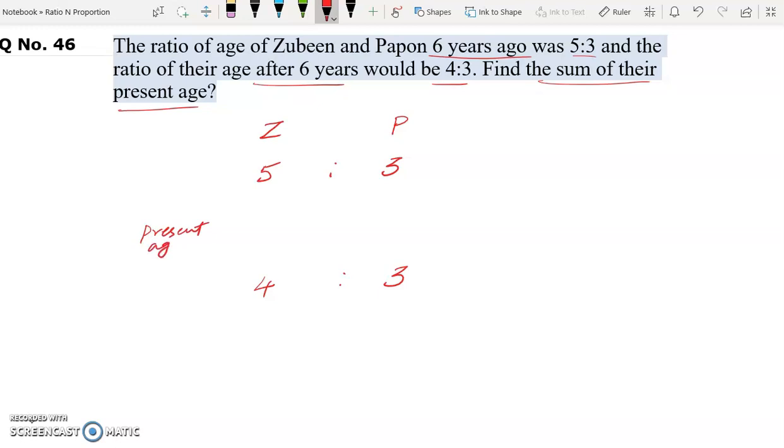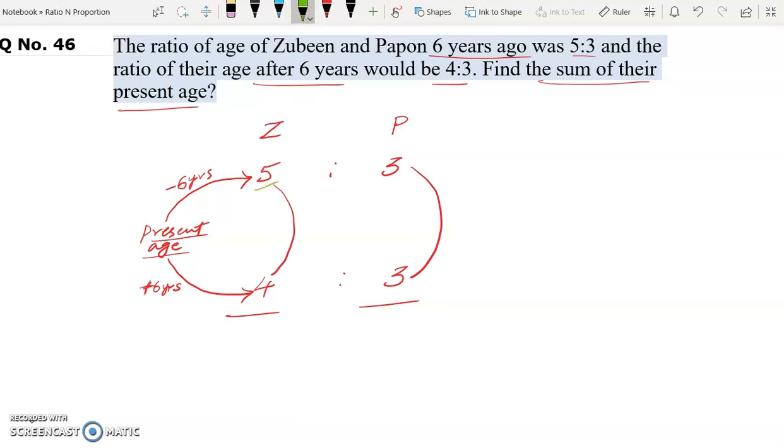Let's say this is the present age. So this is 6 years ago. So that means minus 6 years from the present age. And this is after 6 years. So plus 6 years from the present age. Now we know that we need to take the difference. Now here if we take the difference will be how much? 5 and 4 is 1. 3 and 3 is 0.